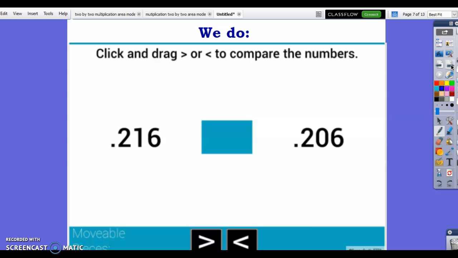The first one reads 216 thousandths. The second one reads 206 thousandths. They both have a 2 in the tens place, so then we have to move to our hundredths. And here is where we're going to check. Which one has a greater value? Well, the 1 in the hundredths place of the first number is greater. So it would read 216 thousandths is greater than 206 thousandths.